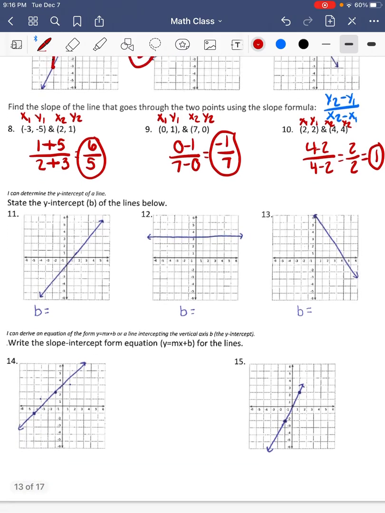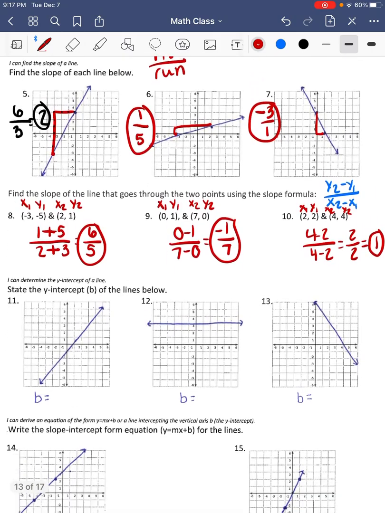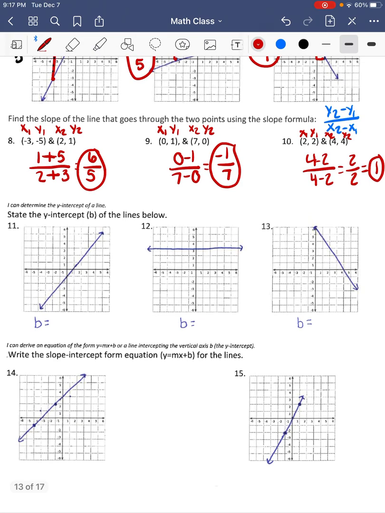Going on to number 11, 12, and 13, they look like they're going to be like 5, 6, and 7, but if you read the directions, it says state the y-intercept B of the lines below. So our y-intercept is where our line is crossing the y-axis in each of these. So you're literally just telling one number. So for number 11, it's crossing at the y-axis right here, which is at negative 1. For number 12, it's crossing the y-axis here at positive 3. And for number 13, we're crossing the y-axis at positive 6.